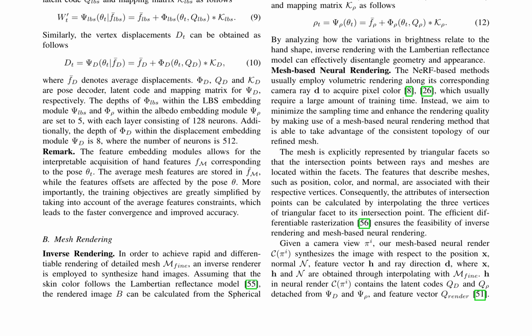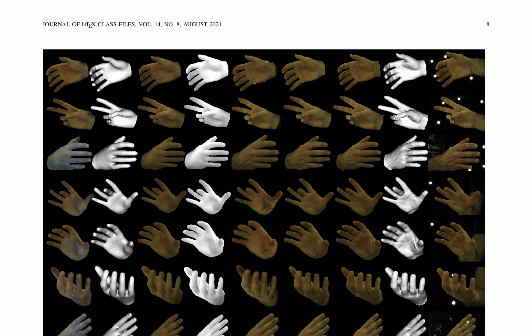The initialization of the XHand model is crucial, and random initialization has a great impact on training due to estimation errors in psi-LBS and psi-D. The loss function during initialization is formulated as a combination of the L1 loss between the rendered image and the ground truth image, and the Laplacian terms to regularize the mesh optimization.